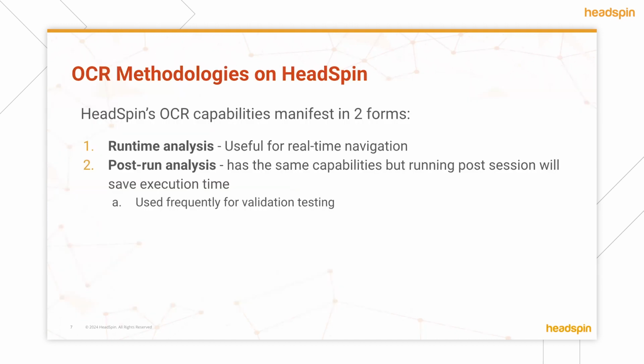The OCR technologies on HeadSpin are going to manifest in two forms. Mainly, the difference is going to be during runtime, and that's useful for real-time navigation. However, there could be a test performance hit. The computer analysis takes a little bit of processing time, so it could lengthen the time of your test. That's where the second one comes in. It's mostly going to be the same overall capabilities, but in this case, we're running an API request after the session has completed, and we're going to save on that performance hit.